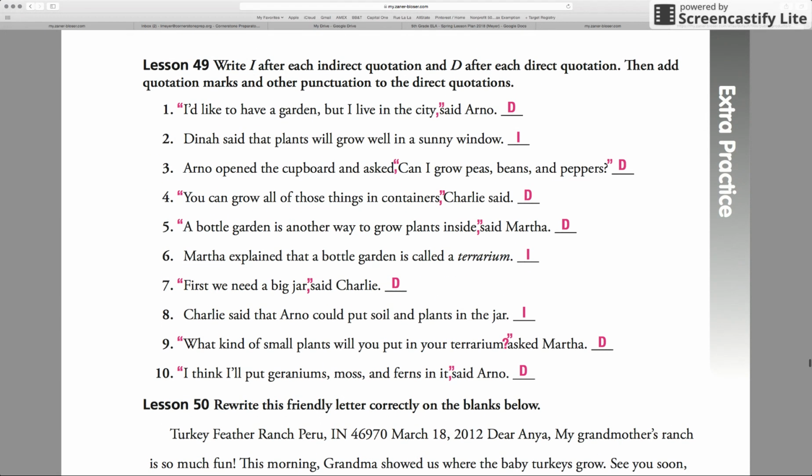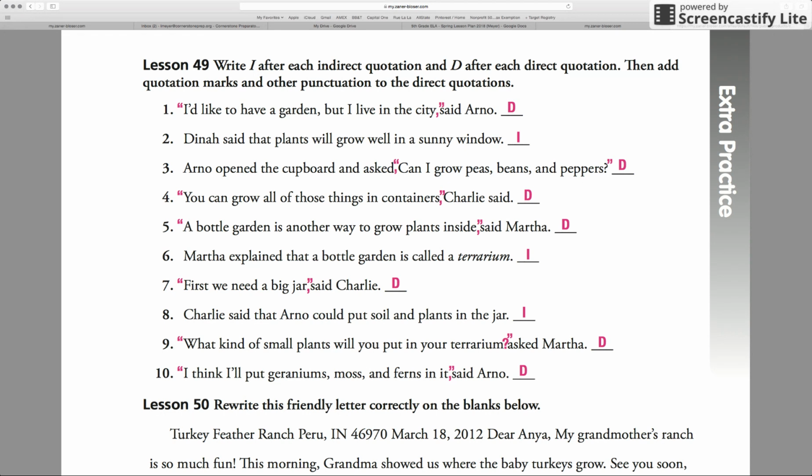Lesson 49 is about direct and indirect quotations. So you're writing an I after each indirect quotation and a D after each direct quotation. Then you're adding quotation marks and other punctuation to the direct quotations. So remember, a direct quotation is the speaker's exact words. You are quoting them exactly with what they say. An indirect quotation retells a speaker's words. You're not using quotation marks when you have the words that or whether.